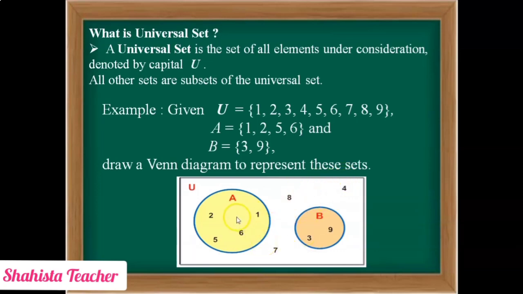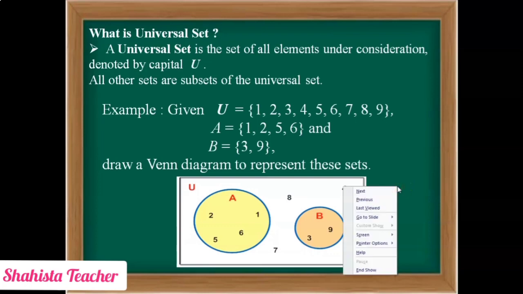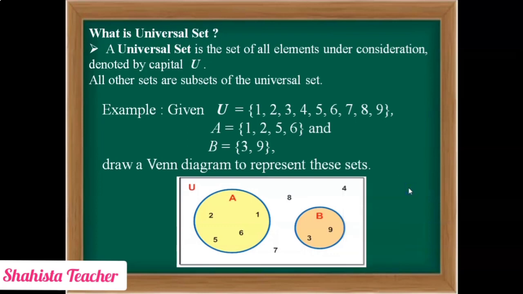Is that clear? So here A represents 1, 2, 5, 6 and B represents 3 and 9, and outside the circles 4, 8, 7. That is coming in the universal set. So this Venn diagram represents set U, set A and set B. In this way we solve this example. Let's see some other example.